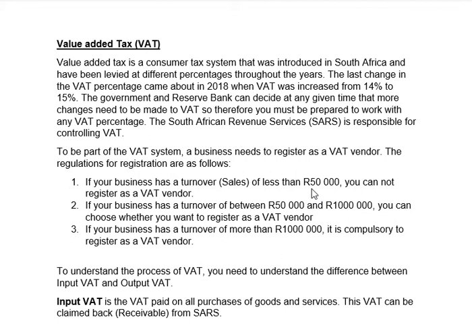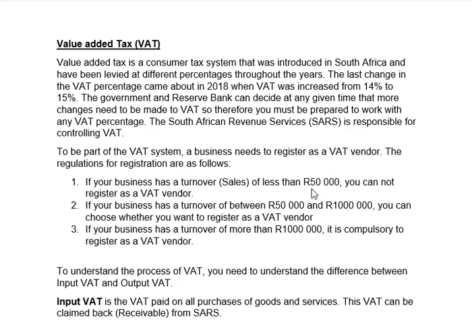If your sales are between 50,000 and 1 million, that bracket of 50,000 to 1 million, it is your choice. You have the option to register as a VAT vendor. You can do it if you want to. If you don't want to, you don't have to. And if your turnover or your sales is less than 50,000, currently you cannot register as a VAT vendor. So those are the 3 scenarios.